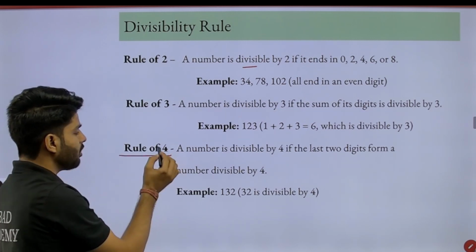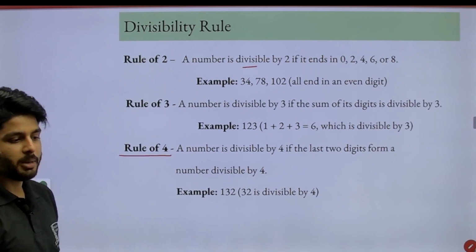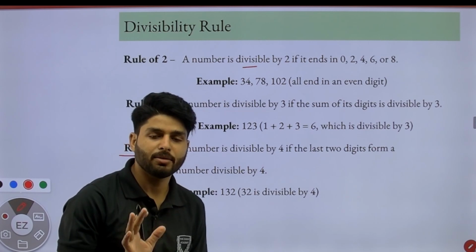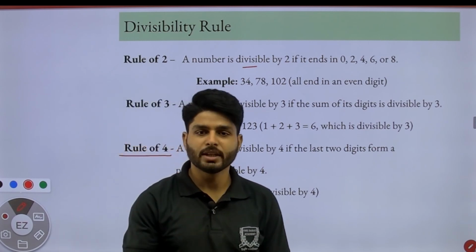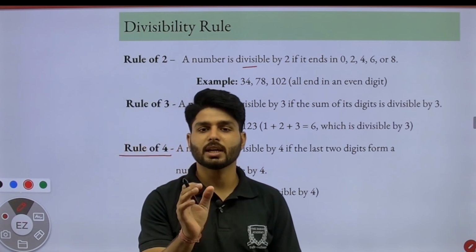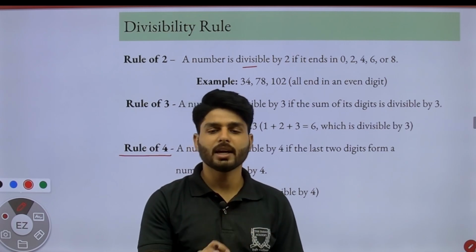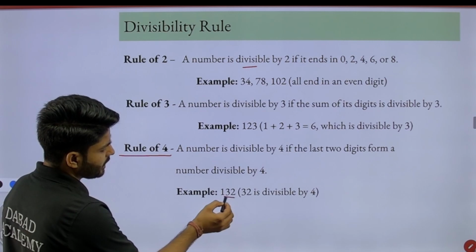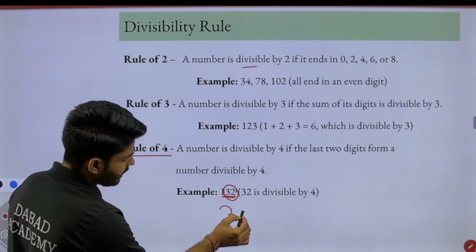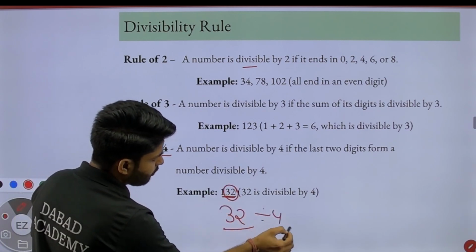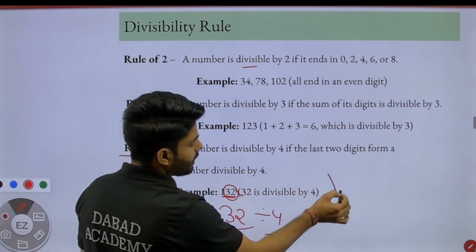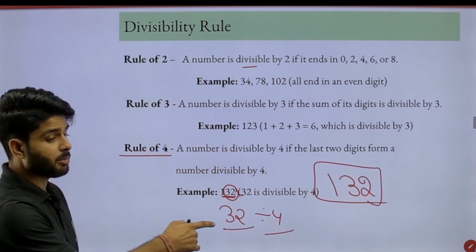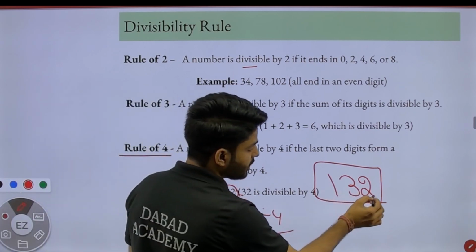Now we have the rule of 4. A number is divisible by 4 if its last 2 digits form a number divisible by 4. कोई भी ऐसा नंबर जिसकी वंस प्लेस और टेंस प्लेस यानी 2 डिजिट्स अगर 4 से डिविजिबल होगी तो एंटायर नंबर 4 से डिविजिबल होगा. Let's take an example like 132. We all know 32 is the last 2 digits and 32 is divisible by 4. It means the entire number 132 is divisible by 4. If we see, this number is also divisible by 2 because its unit digit has 2.